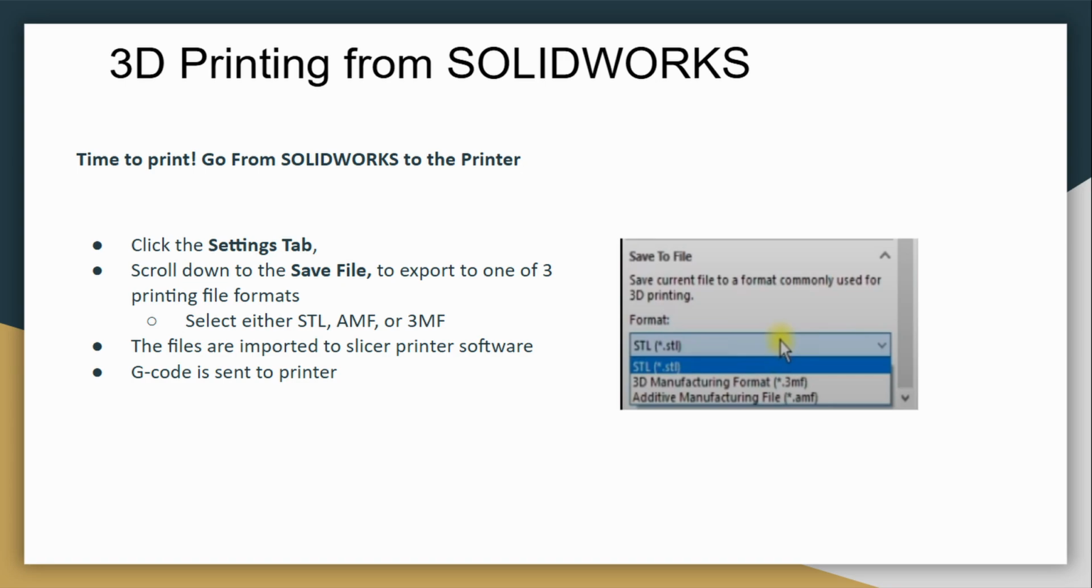Go back to the Settings tab or the Print 3D menu, scroll down to Save to File, choose between either STL, AMF, or 3MF platforms based on printer compatibility. The files are imported to Slicer printer software, and the G-code is sent to the printer.